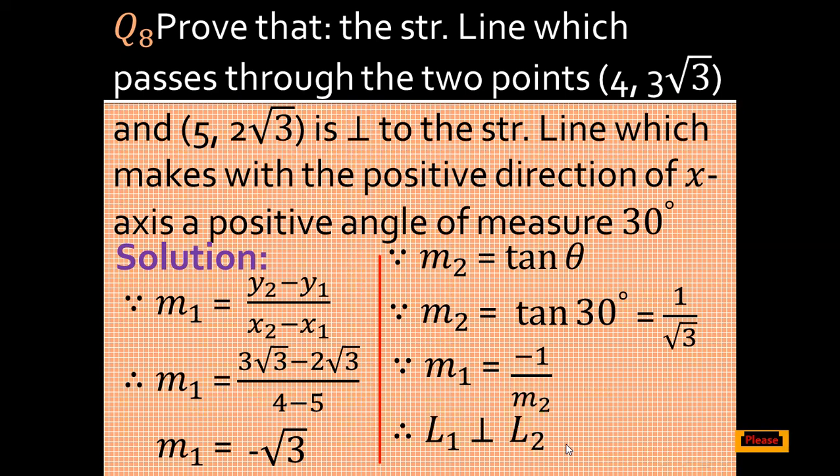Then at first we find m1, change of y divided by change of x, which equals negative root 3. m2 equals tan theta. Then m1 times m2 equals negative 1, or we can write m1 equals negative 1 divided by m2, or m2 equals negative 1 divided by m1. It means the two straight lines are perpendicular.